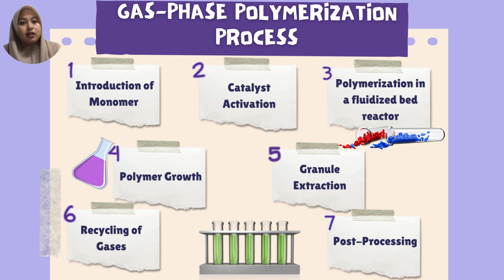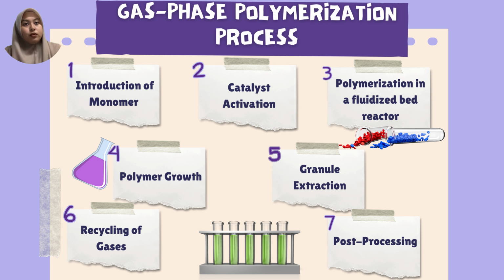The third one is polymerization in a fluidized bed reactor. The reactor typically operates as a fluidized bed system. Here, a stream of gas flows upward through a bed of polymer particles, keeping them suspended and well mixed. This ensures uniform temperature and reaction conditions, which are vital for consistent polymer quality.